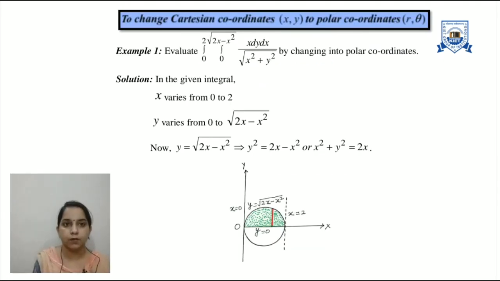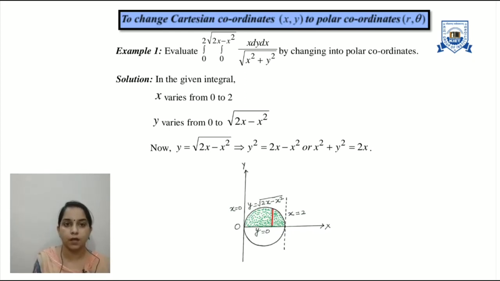First, I am starting with the transformation that follows changing Cartesian coordinates to polar coordinates. Here I have taken an example to evaluate this integration by changing it into polar coordinates. First of all, to change to polar coordinates, we have to decide the region of integration in Cartesian coordinates. So, we see that the limits of y are variable and the limits of x are constant.